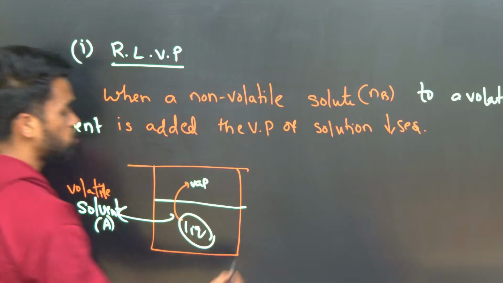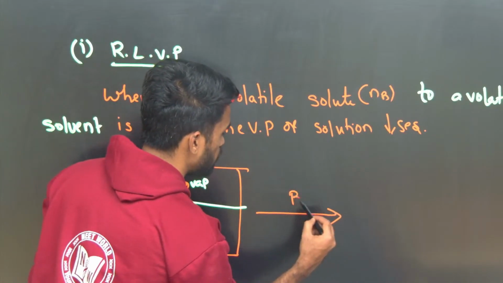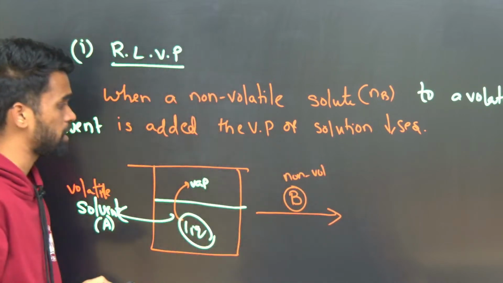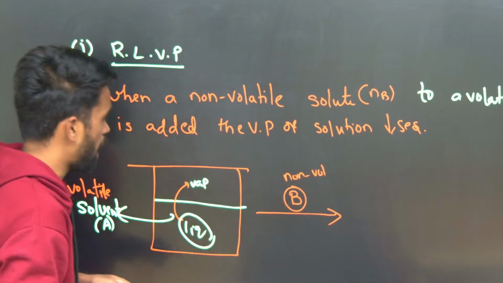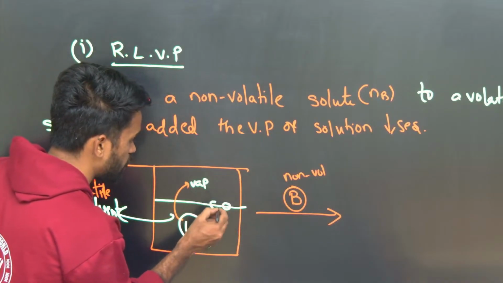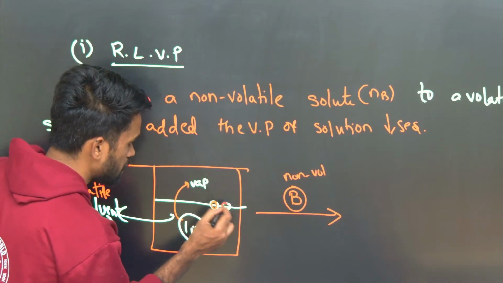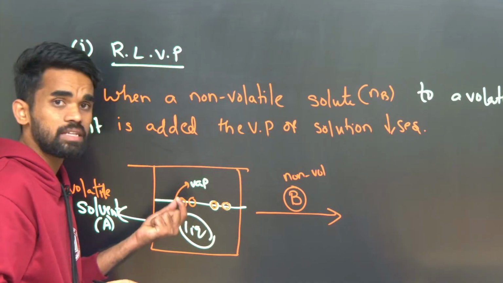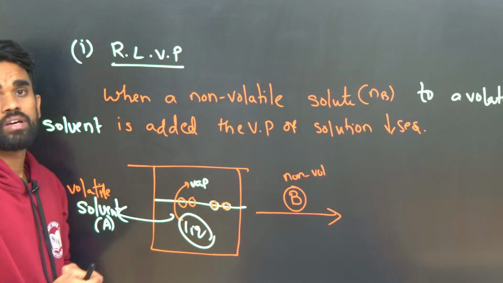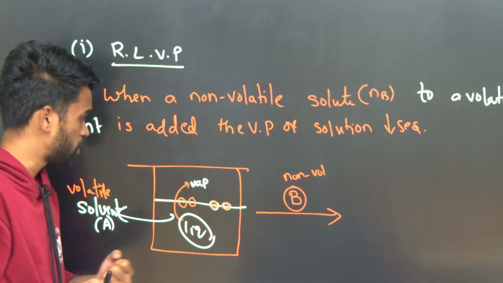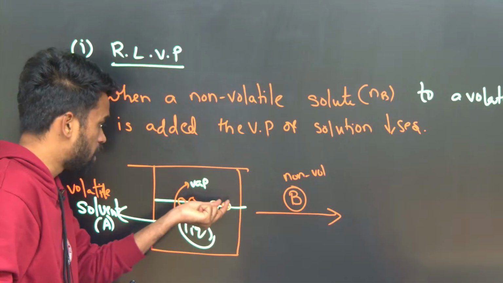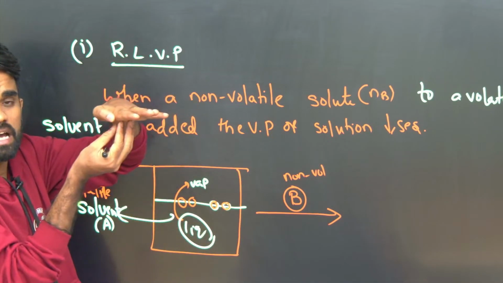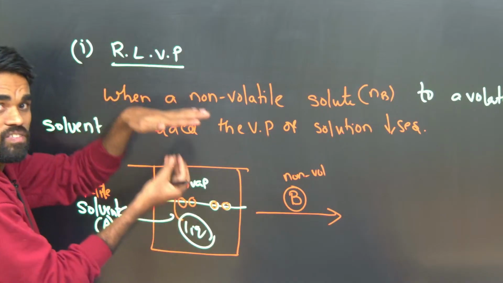Now to this we are adding a solute B which is non-volatile. If this is non-volatile, what happens? These solute particles accumulate on the surface of this solvent. If they accumulate like this, what happens? These non-volatile solute particles decrease the vapor pressure of this solvent. Why is it decreasing? Because they are occupying positions at the surface, so the escaping tendency of vapors of this solvent will be decreased.